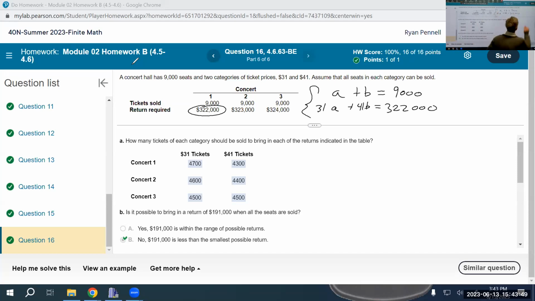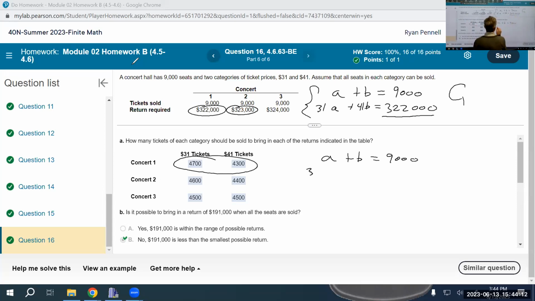So for concert 1, that's what I did. Solved. So that's just like week 1. Week 2 is a little bit different. The only thing that's going to change is this number. So we still have A plus B equals 9,000, and 31A plus 41B, and this time, 32. Second concert. Solve for how many tickets are sold, and that's what I did.